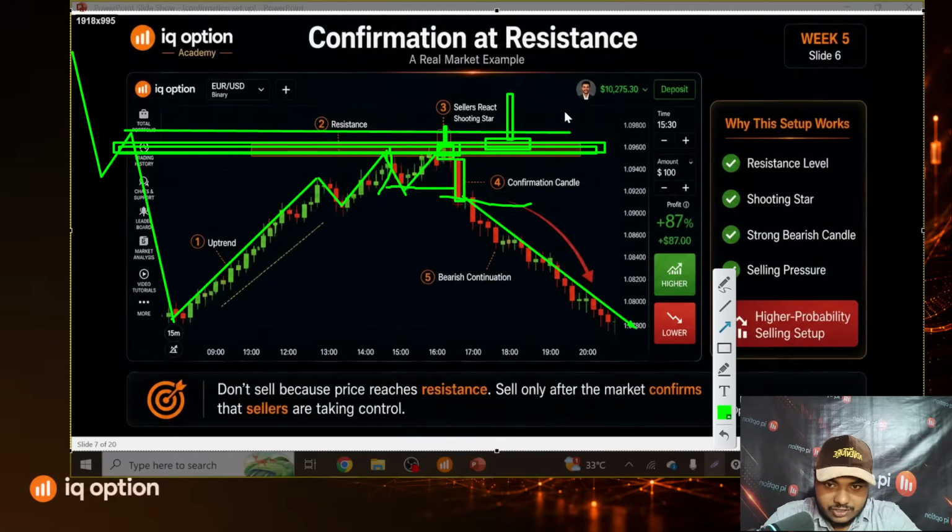I hope you get it, guys. If you understand this one, you can also confirm on the chat that you understand what the confirmation in support is, and what the confirmation in resistance is. I hope you get it, guys. If you don't get it, you can also ask on the chat. So let's move to the next topic.